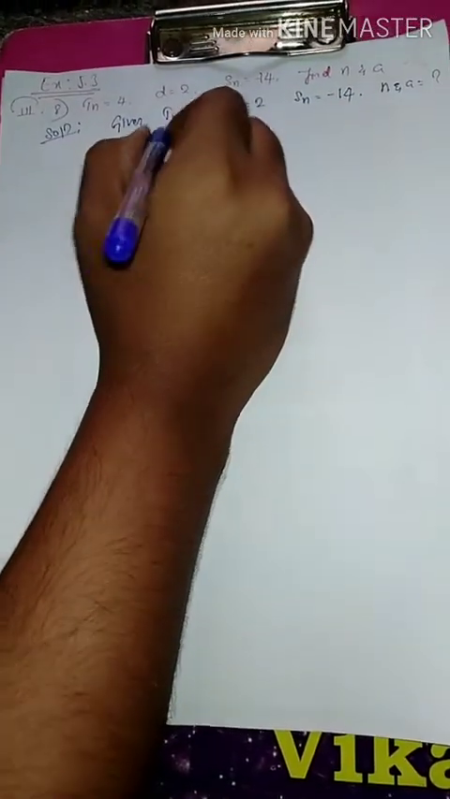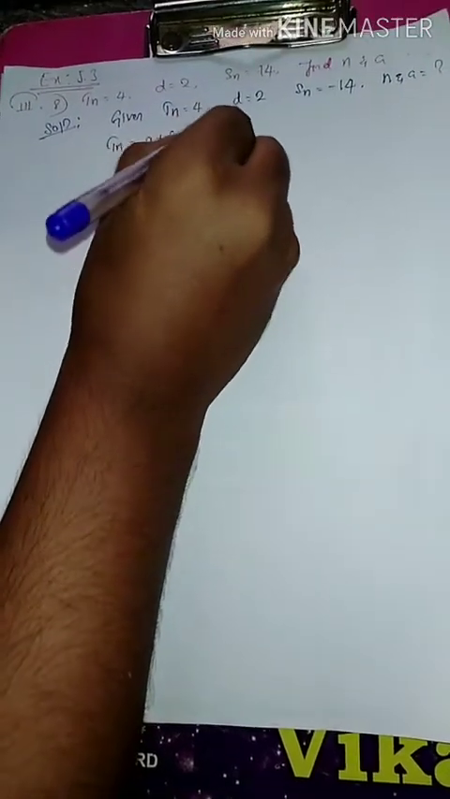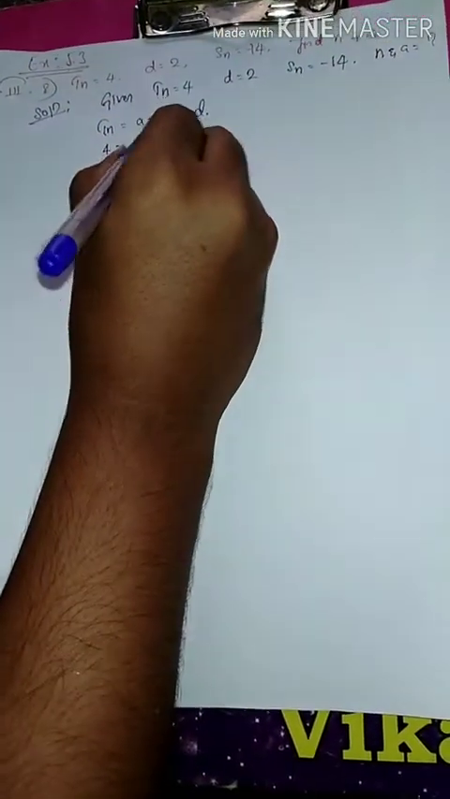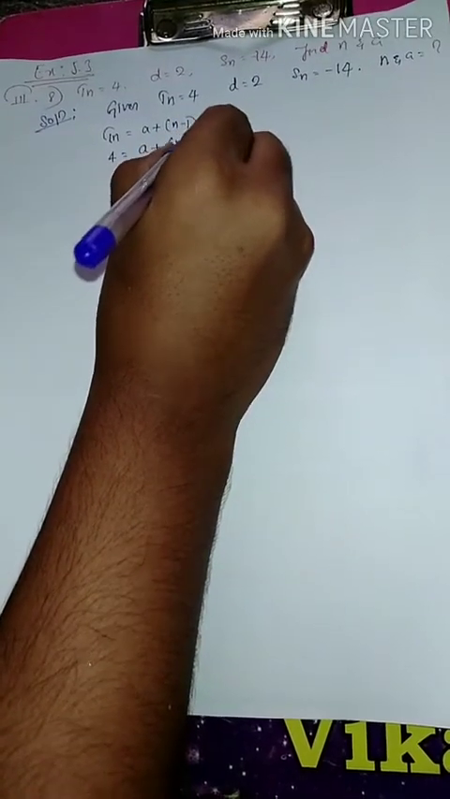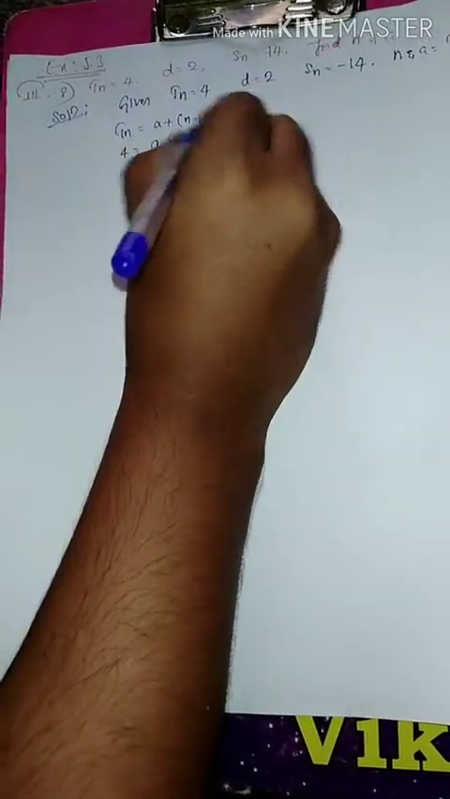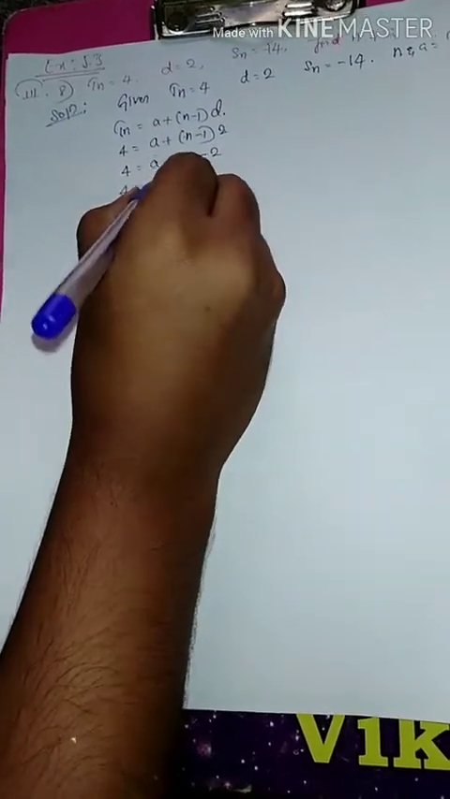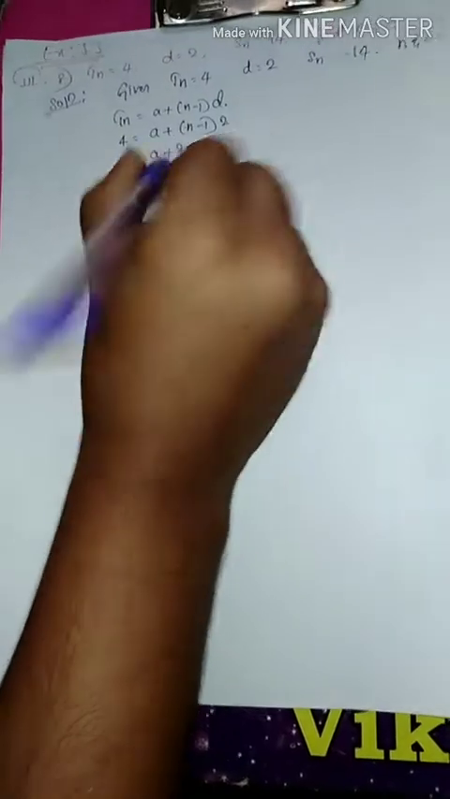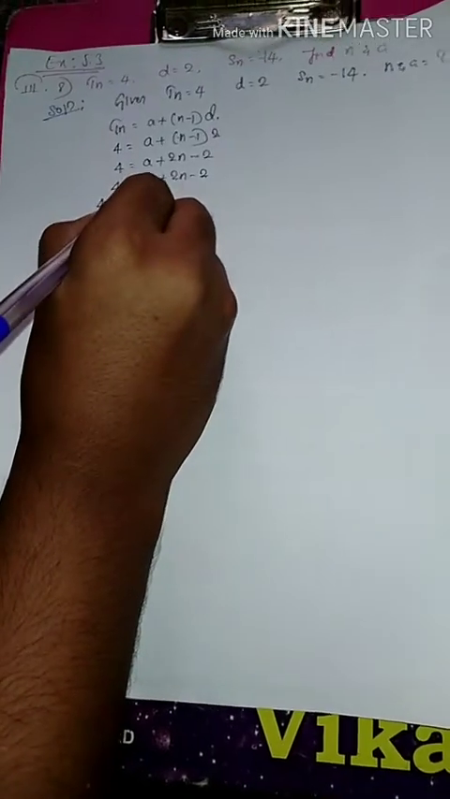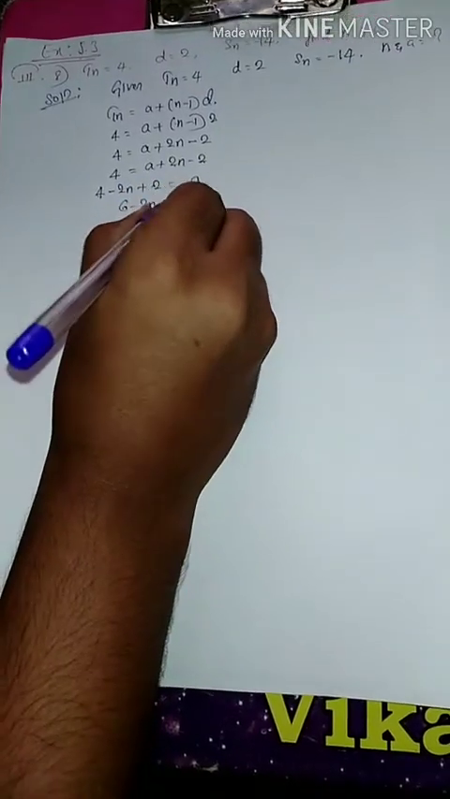Yes, we know the formula Tn is equal to a plus (n minus 1) into d. So substitute the values. Tn is 4, a we don't know so it stays a, n we also don't know so it stays n, and d is 2. So now 4 is equal to a plus 2 into n, 2n minus 2. 4 is equal to a plus 2n minus 2. Now transfer 2n minus 2 to the left hand side. So it becomes 4 minus 2n plus 2 is equal to a. 4 plus 2 is 6, so 6 minus 2n is equal to a.